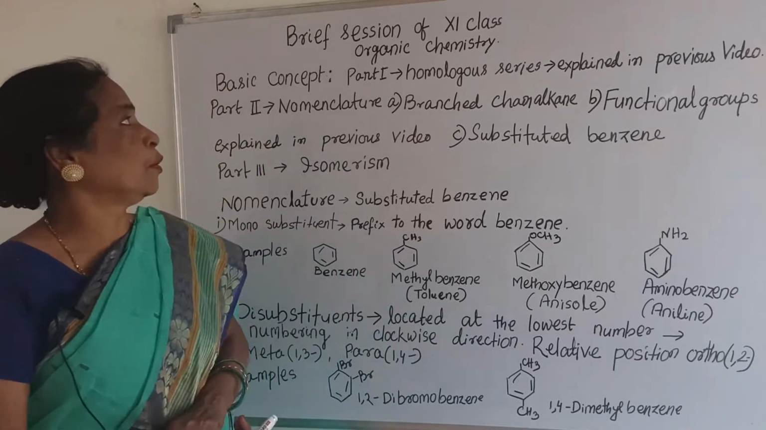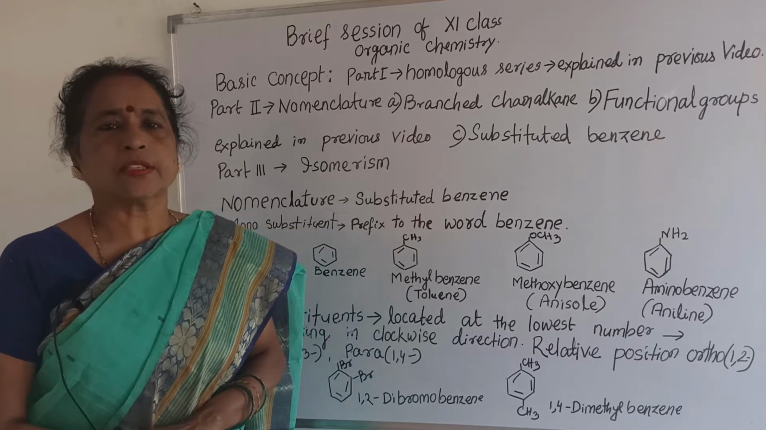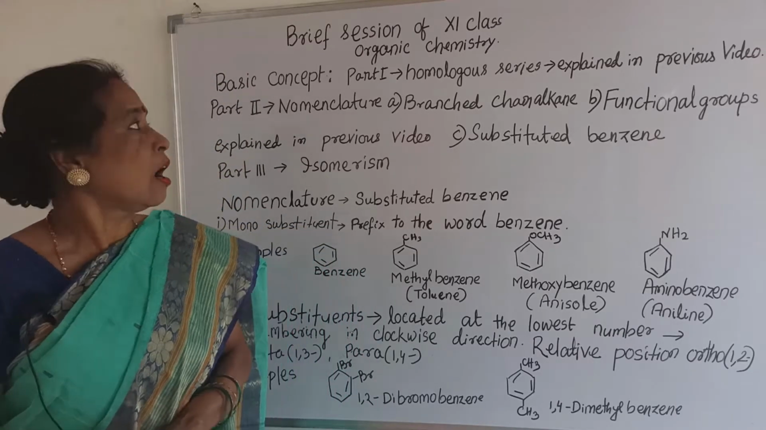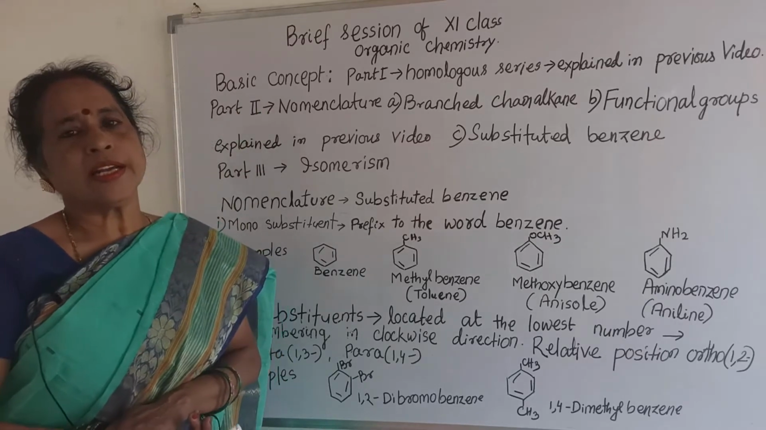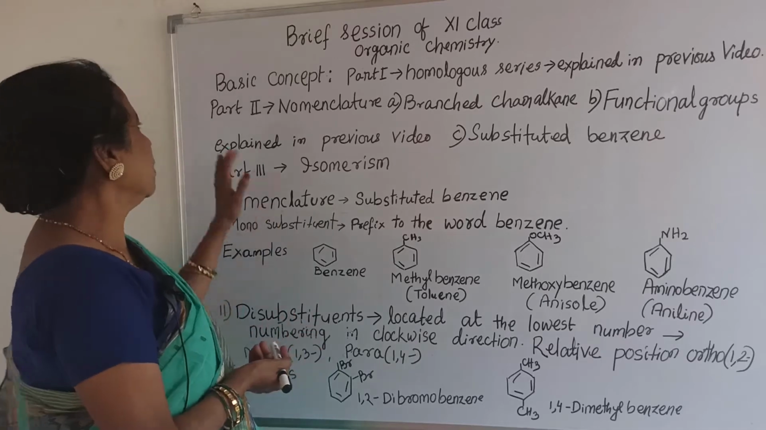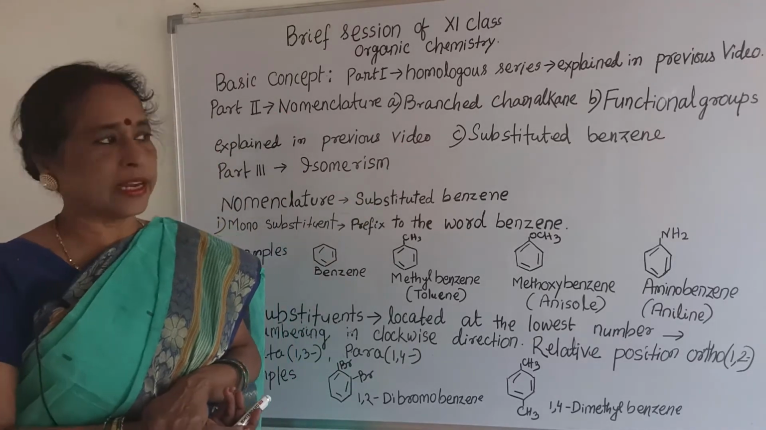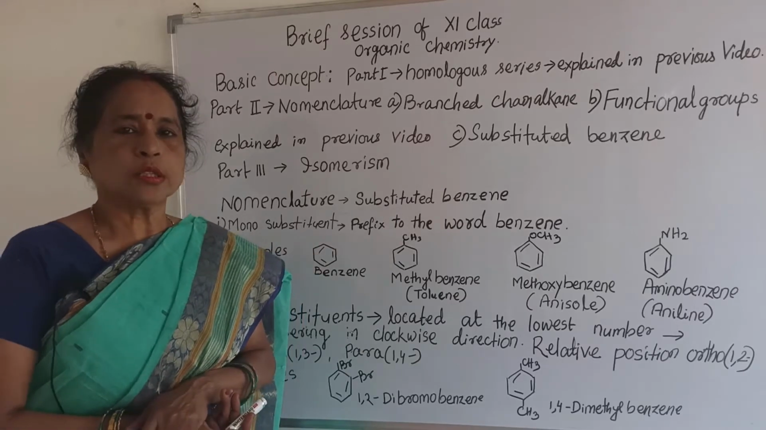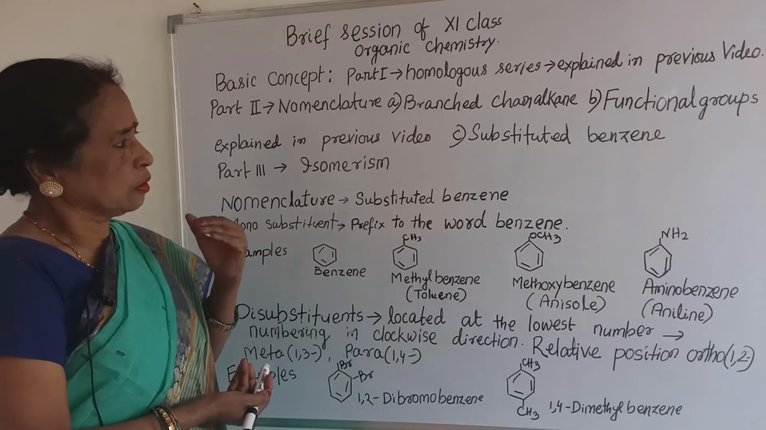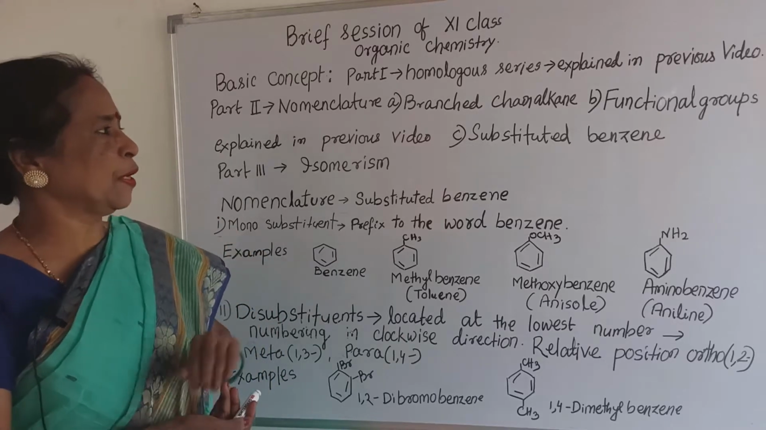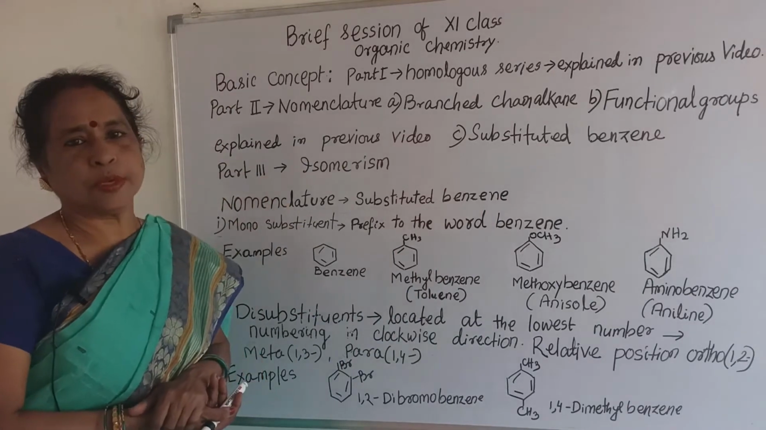Now I will continue the brief session of 11th class organic chemistry based on the CBSE syllabus. Under the basic concepts, part 1 homologous series and part 2 nomenclature of branched-chain alkanes and alkanes having functional groups were already explained in my previous videos. In this video I will explain substituted benzene and part 3, isomerism.